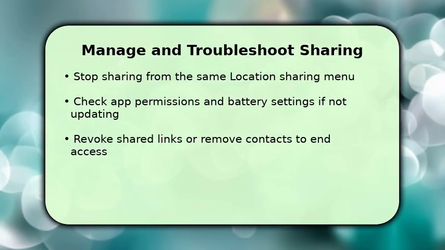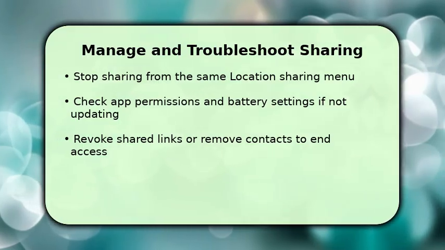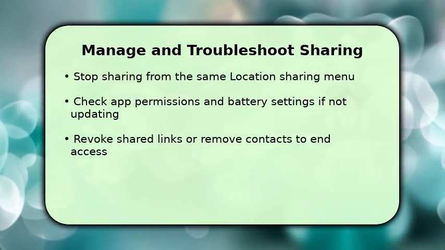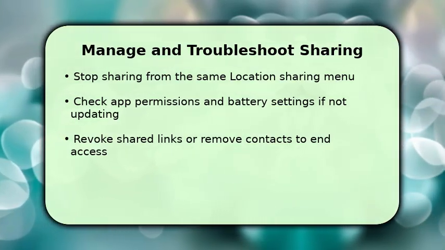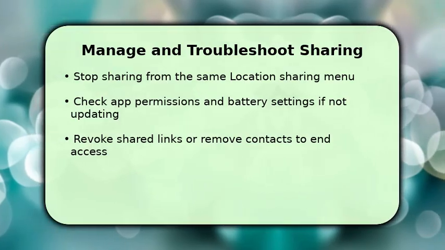If someone's location isn't updating, check that both devices have network access, Maps location permission, and battery optimization is off for the app. If a link was used, revoke it to prevent further access. Make sure.